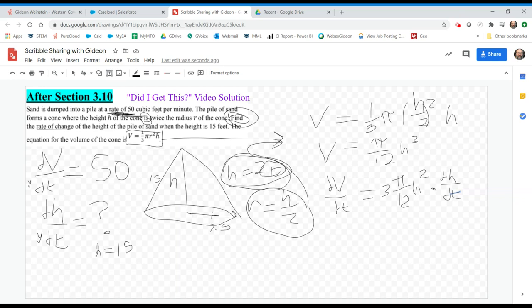There's really not a whole lot left to do because we're solving for this. And we know the height, right? That's given. These are all constants, so they're given, right? Let's simplify that to pi over 4, I think. And dV/dt, that was the very first sentence of the problem. That's given too. So we're going to use the givens, right? 50 equals pi over 4 times 15 squared, and then that's all multiplied by dh/dt.